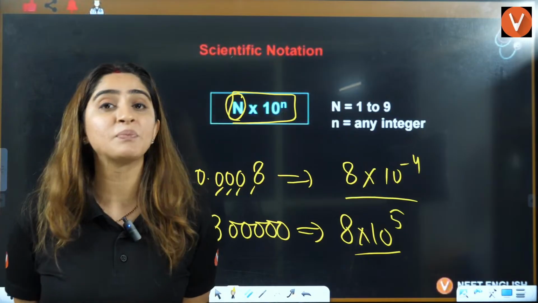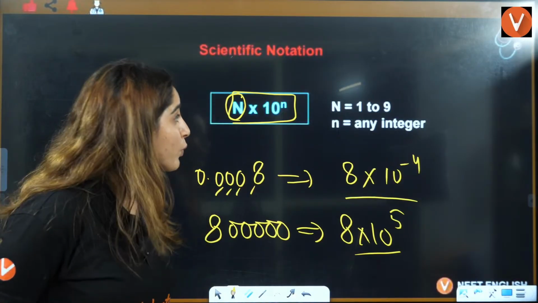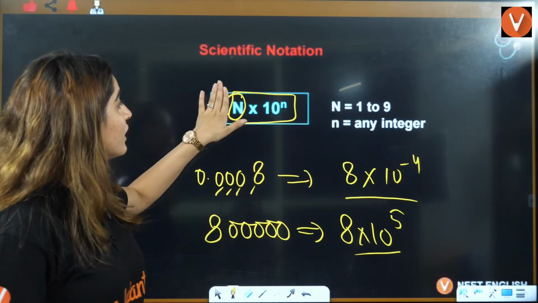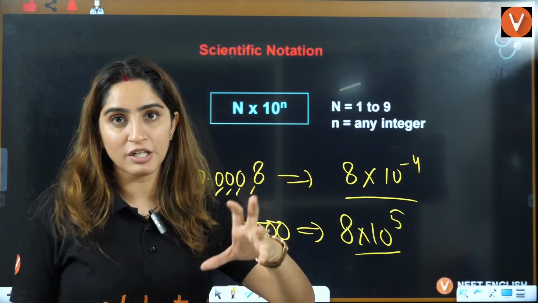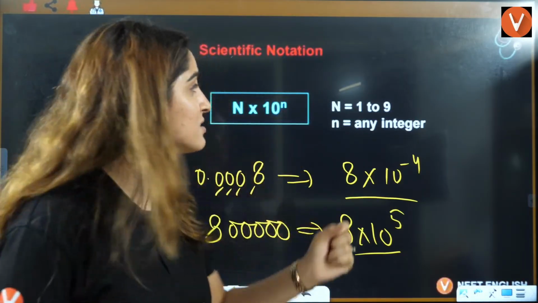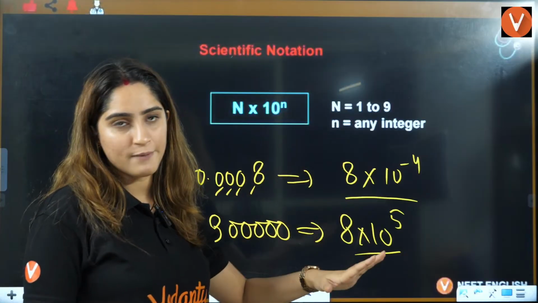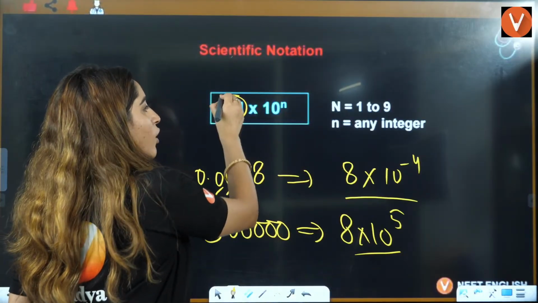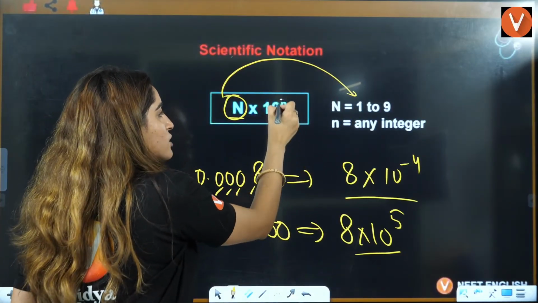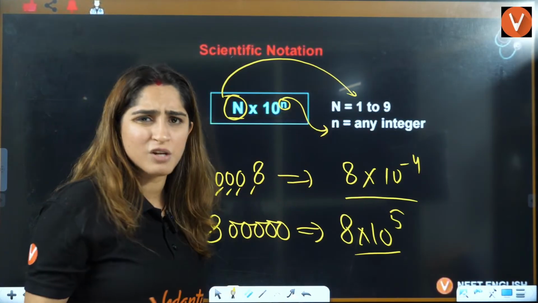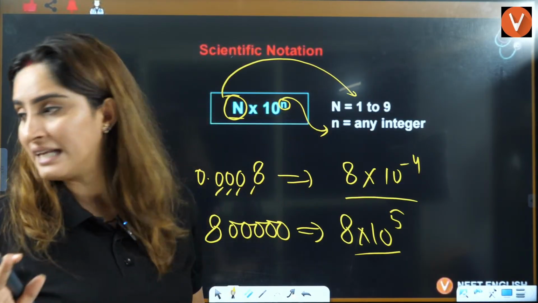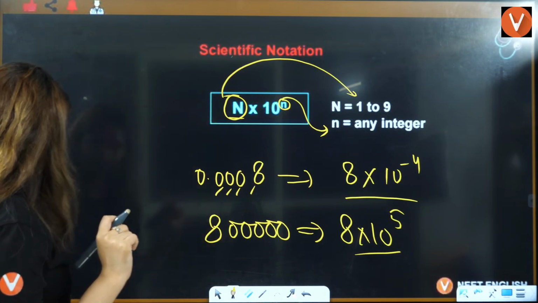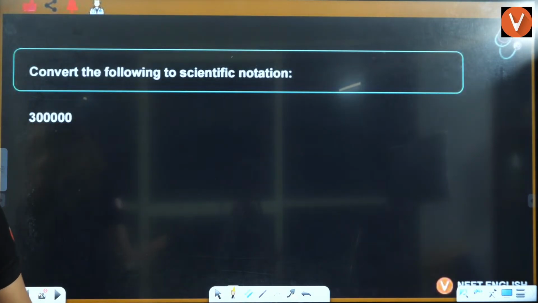Okay, everybody? Clear, everyone? Right, what we are doing here is converting a certain set of digits into a notation that is n into 10 raised to power n, where this capital N can be from 1 to 9 and this small n can be any integer, negative or positive, anything can be there, right? Now, let's talk about the next thing.